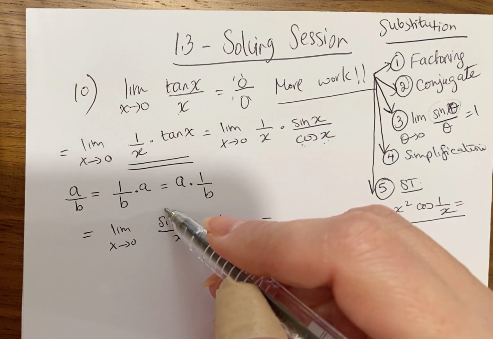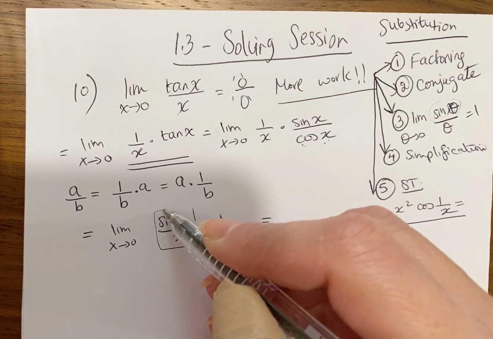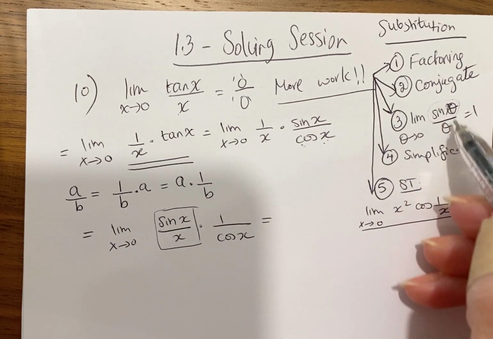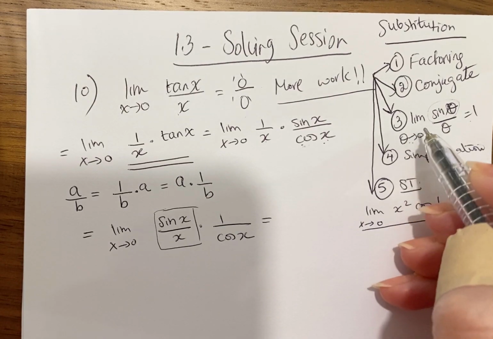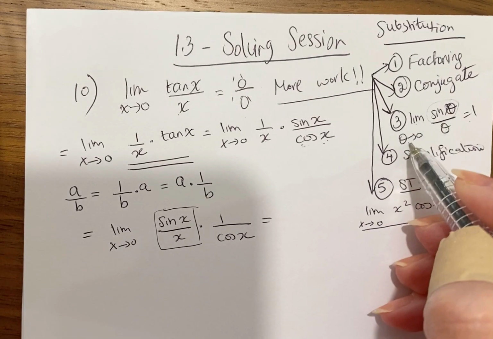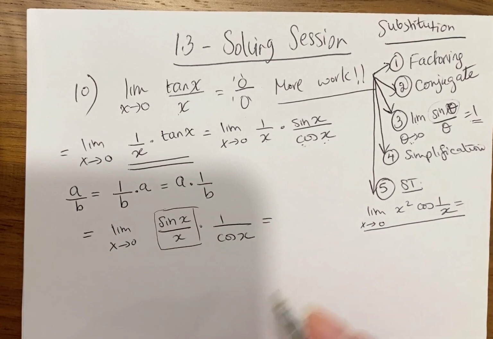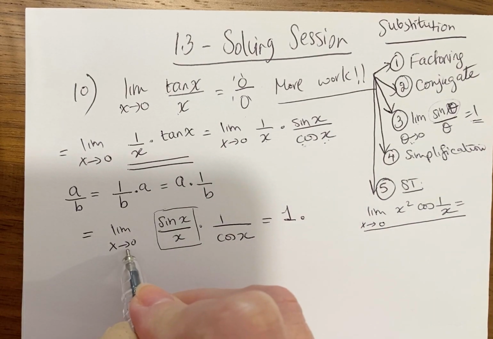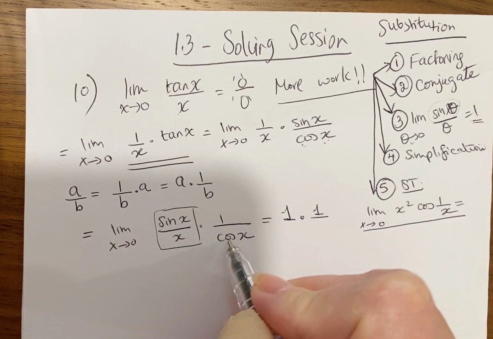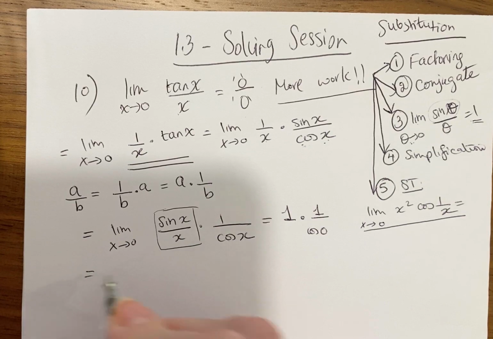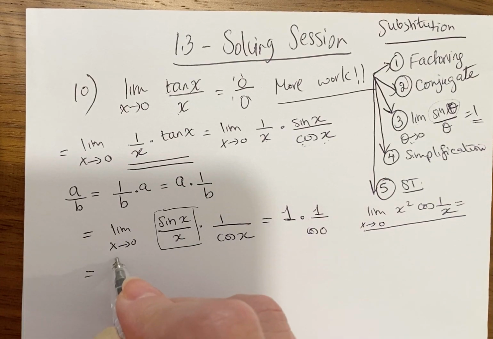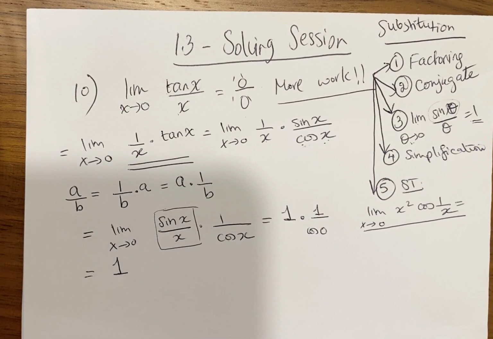What's the limit of sine x over x as x approaches 0? This is a full package. Limit sine theta over theta as theta approaches 0, or limit sine x over x as x approaches 0, or limit sine u over u as u approaches 0 is always equal to 1. And the limit of 1 over cosine x as x approaches 0 is 1 over cosine 0. But what is cosine 0 again? 1. So this becomes 1 times 1 over 1, and the answer is 1.